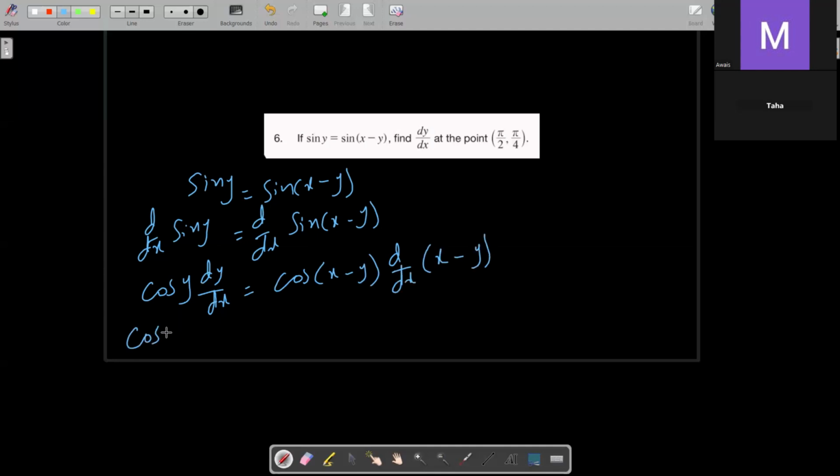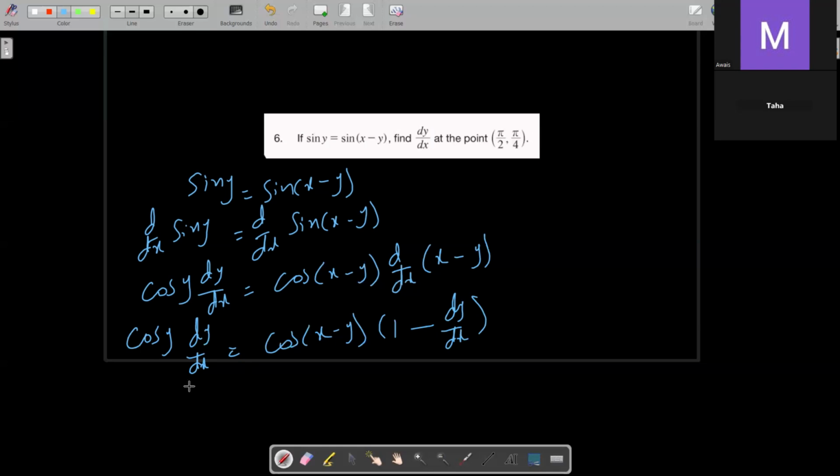So it's going to be cosine y dy by dx equals cosine x minus y. What's the derivative of x? 1. Derivative of y, dy by dx. Now, if you take a look at this equation, we have the derivative dy by dx on both sides of the equation. So we have to somehow simplify and isolate dy by dx. So what can we do with that?